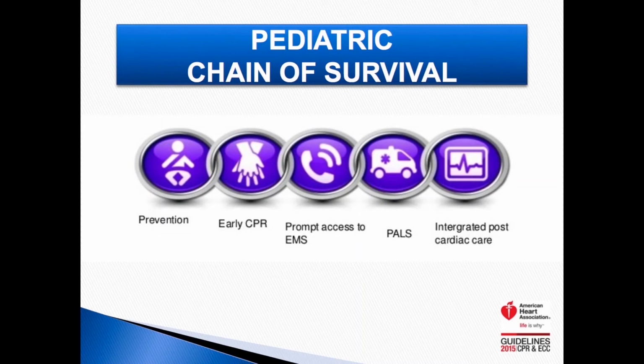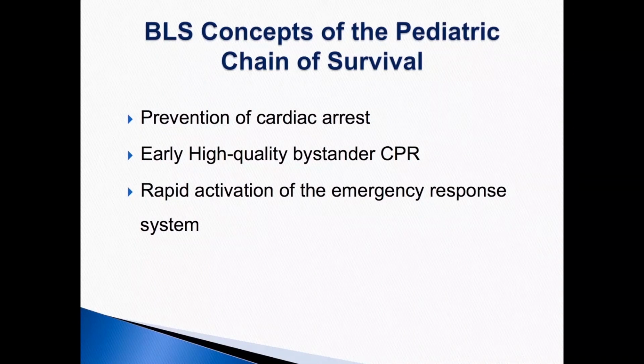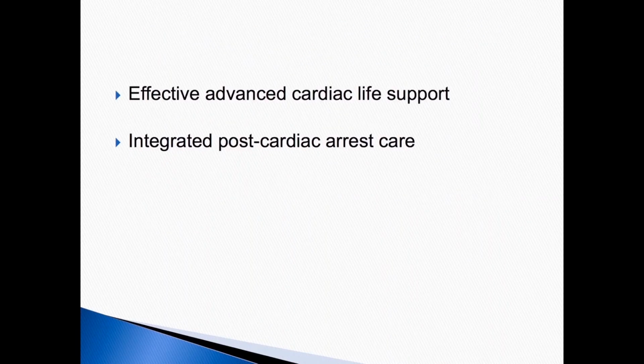Again, remember that breaking the chain of survival, CAB, or circulation, airway, and breathing, gives a lesser chance of patient's survival. BLS concepts of the pediatric chain of survival. First, prevention of cardiac arrest. Second, early high-quality bystander CPR. Third, rapid activation of the emergency response system. Fourth, effective advanced cardiac life support. And fifth, integrated post-cardiac arrest care.